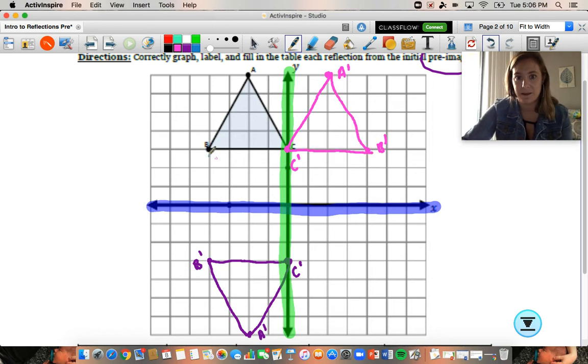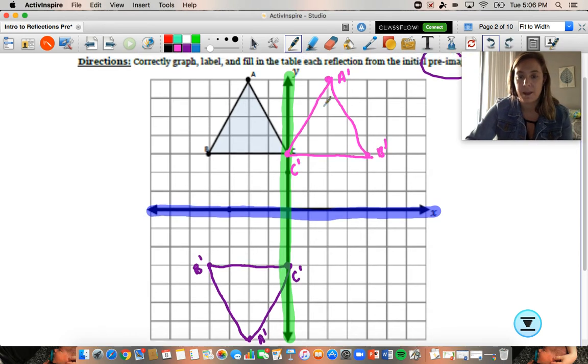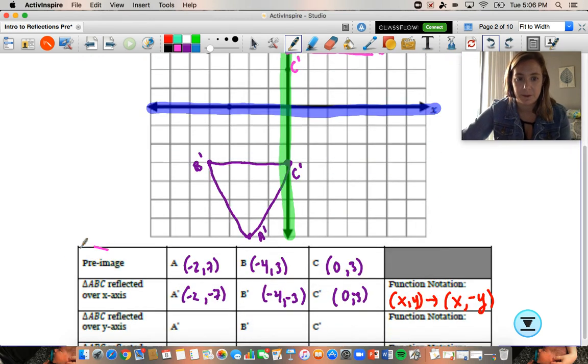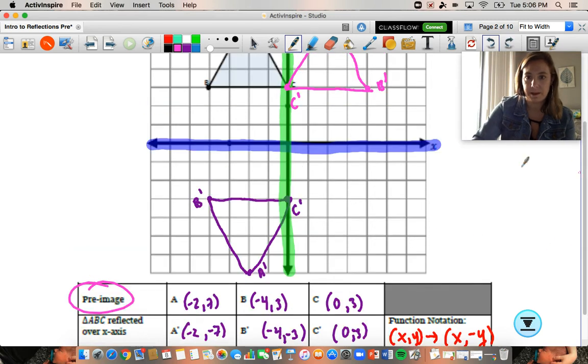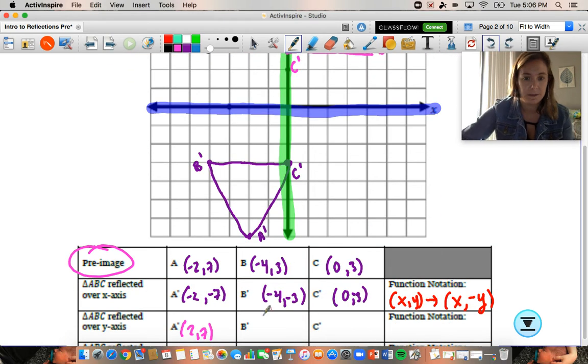If I do something and it doesn't look like it's the same triangle, wow, I made a mistake, right? So this base should still be 4. Okay, so let's see. A prime is 2, 7. And remember, we're going to compare it with our pre-image. 2, 7. What's B prime? 1, 2, 3, 4. 1, 2, 3. 4, 3. Sorry, guys. The computer's all wonky.